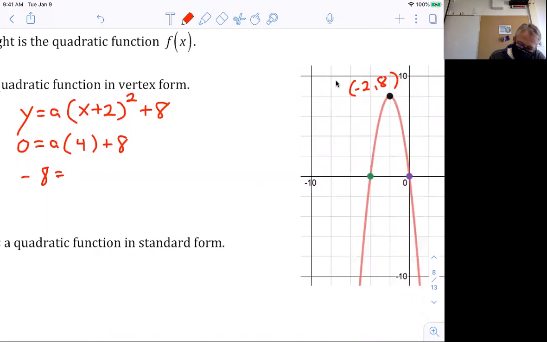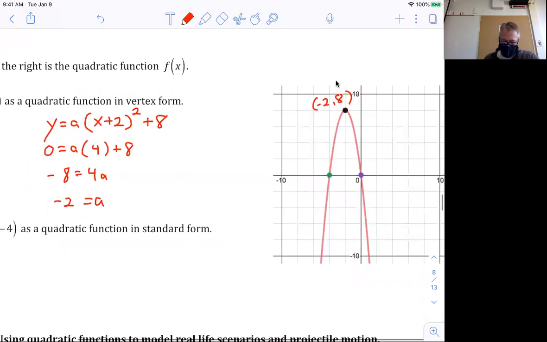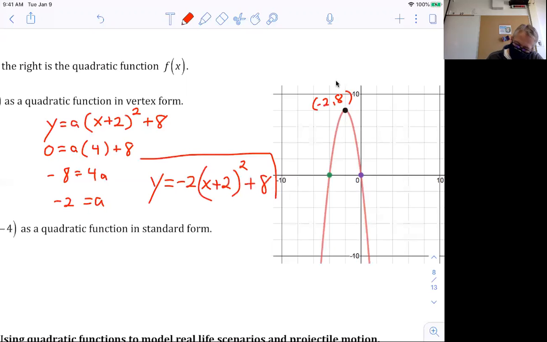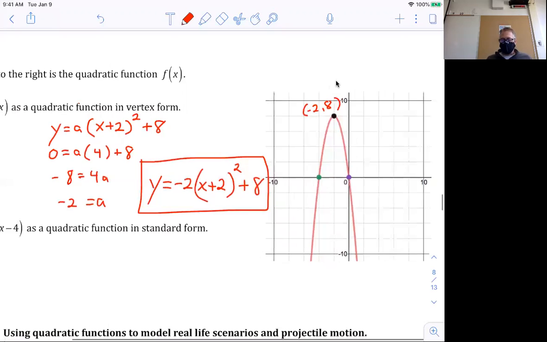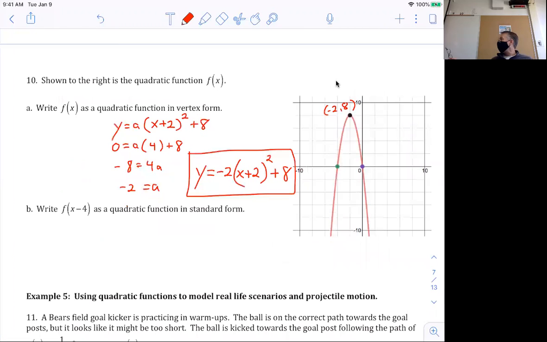And so then solving this for A comes out to be -2. And so for this quadratic, then in vertex form, it is y equals -2 times quantity x plus 2 squared plus 8. That is the equation of that graph in vertex form.